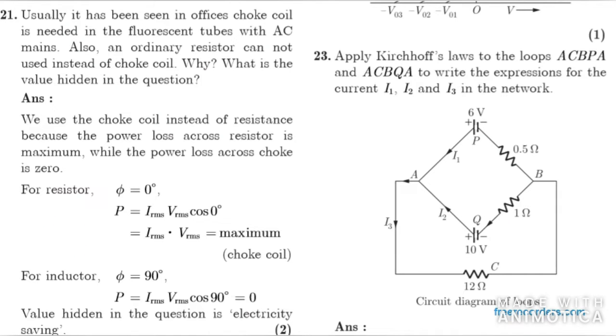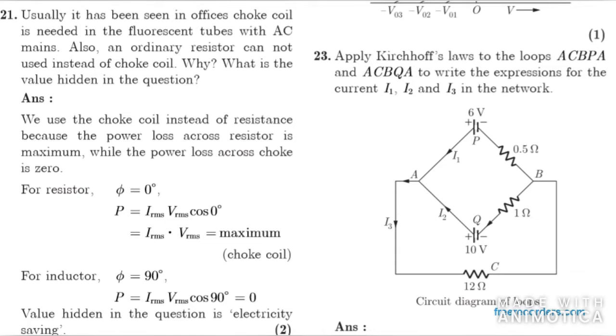Moving on to section B, question number 21. It is said that usually it has been seen in offices that a choke coil is needed in fluorescent tubes with AC mains. Also, an ordinary resistor cannot be used instead of a choke coil. Why? What is the value hidden in this question?